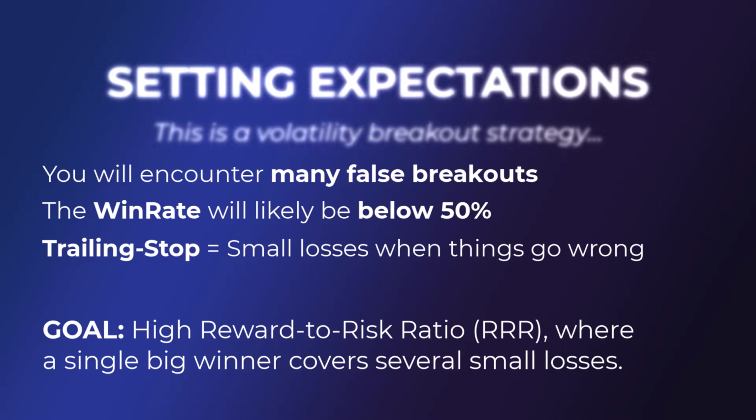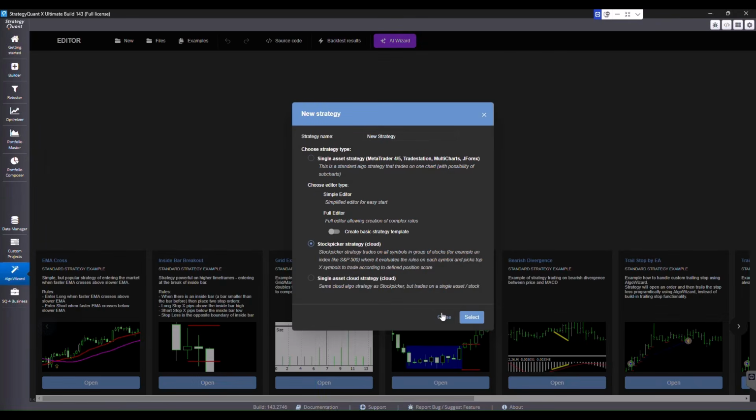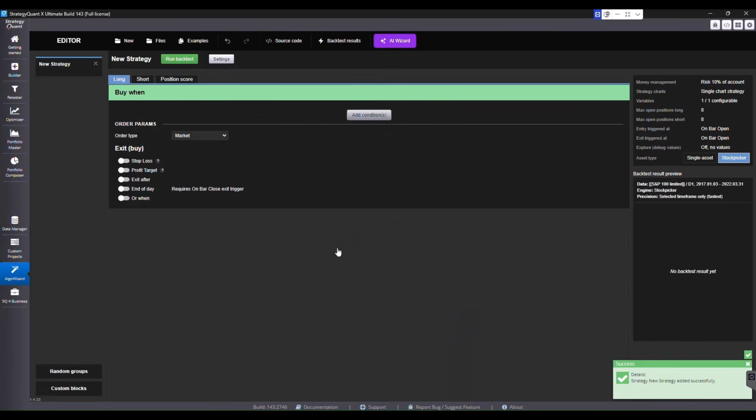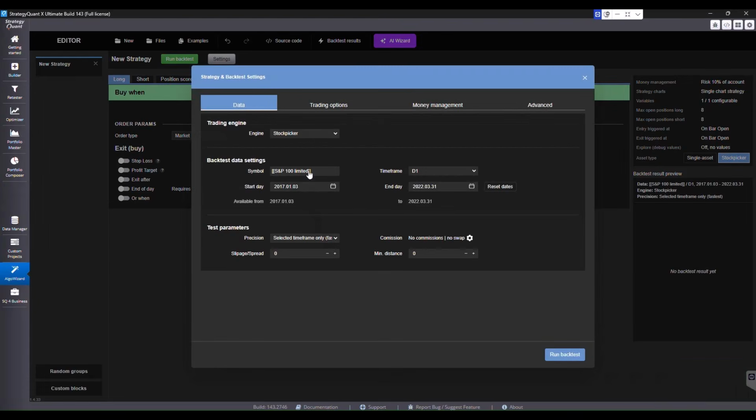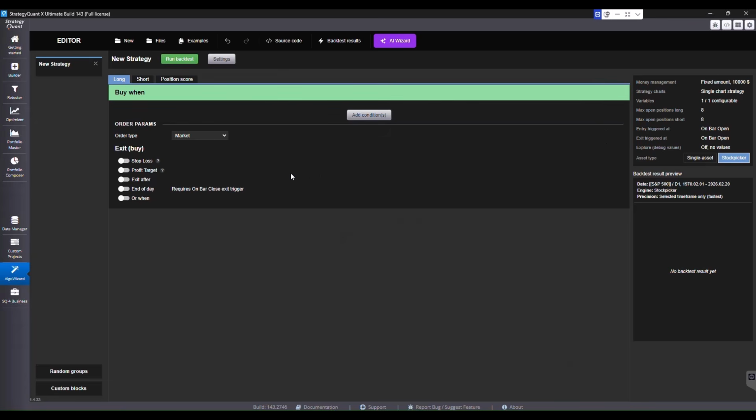Let's dive into the configuration now. In StrategyQuant, start with a new stock picker strategy. For this backtest, we are using the S&P 500 data, a perfect environment for testing equity momentum. For our money management, we switch to a fixed amount. This is crucial for our analysis because it allows us to see the performance of the strategy itself without the distortion of compounding lot sizes.